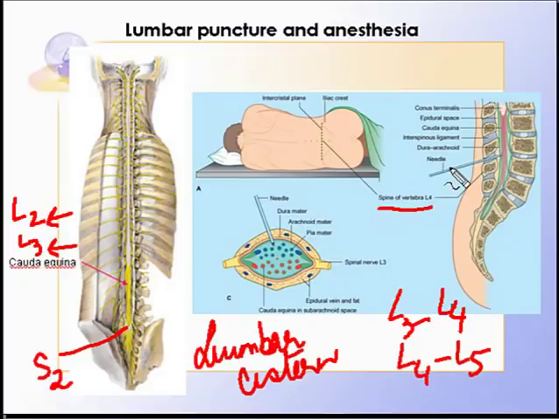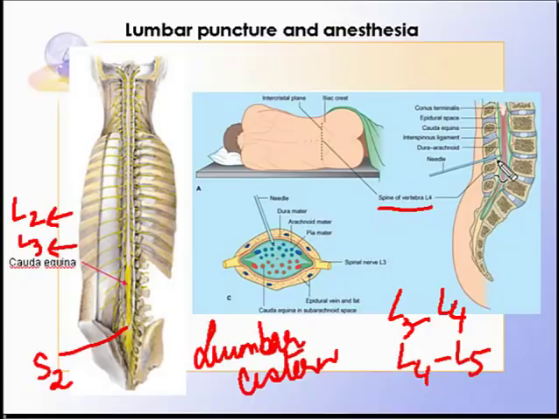It will pierce the dura mater, pierce the arachnoid, and you enter the subarachnoid space. And then you can withdraw fluid and study that fluid, and if you want to inject an anesthetic agent, you still withdraw fluid and then inject your anesthetic agent. So that's where lumbar puncture is done, and usually 5 to 15 ml are withdrawn during a lumbar puncture.